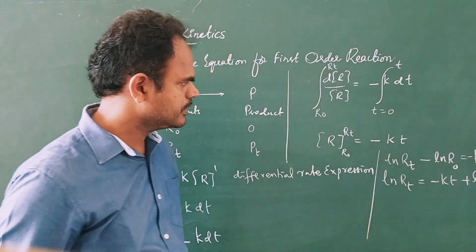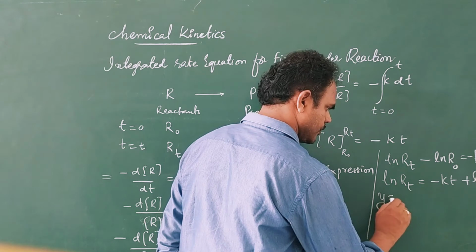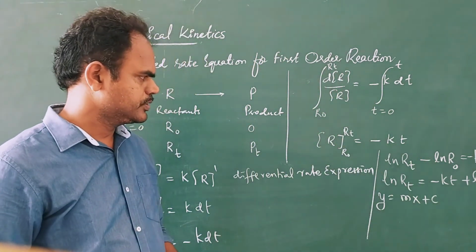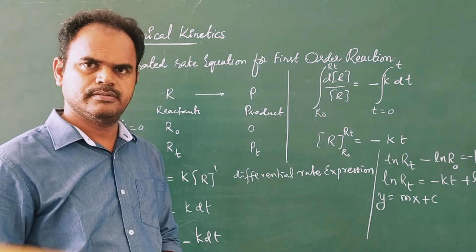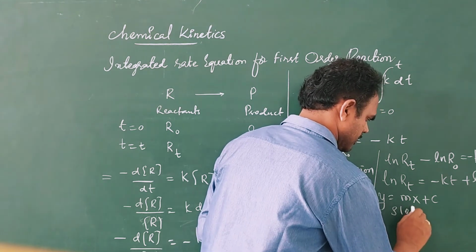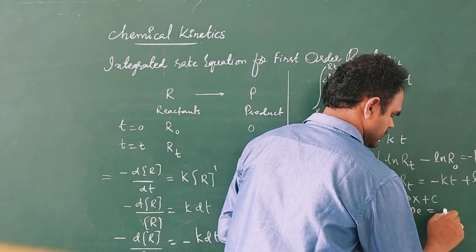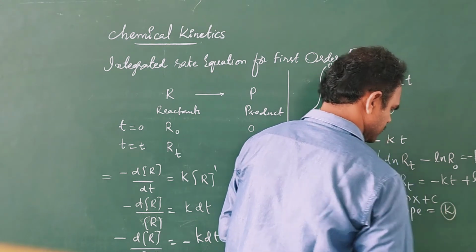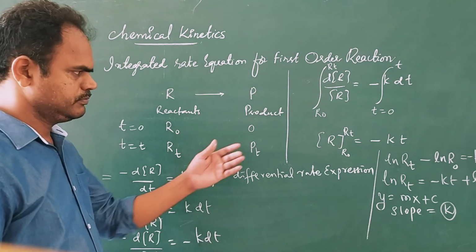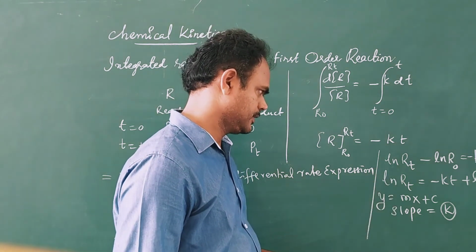So this equation is similar to the equation y is equal to mx plus c. So the graph will be a straight line, and if you draw the slope from this, then you get the slope equal to minus k. So from the slope we can find k, similar to y is equal to mx plus c. So this is the equation we'll get.